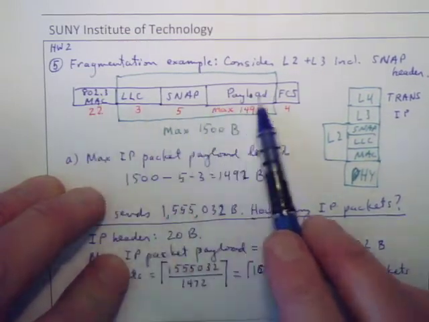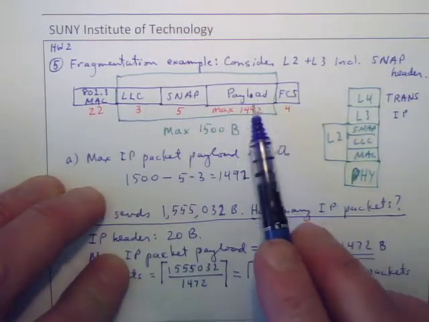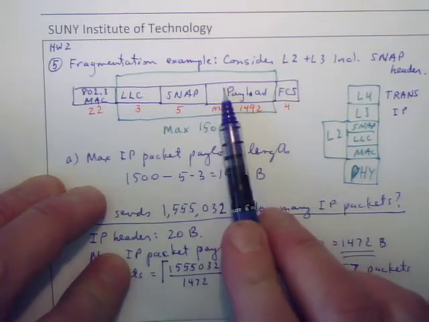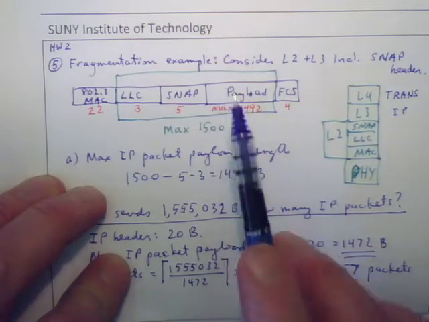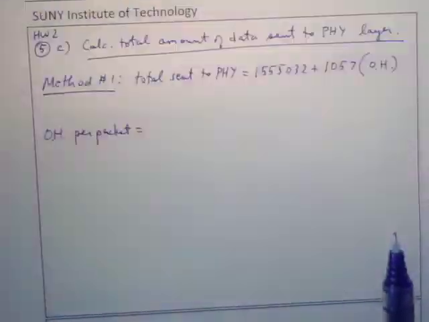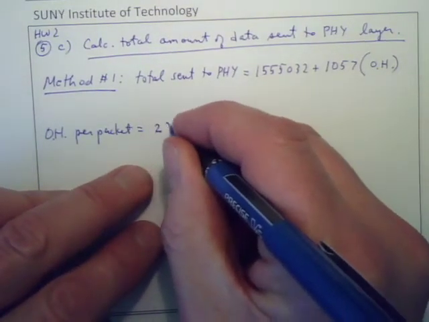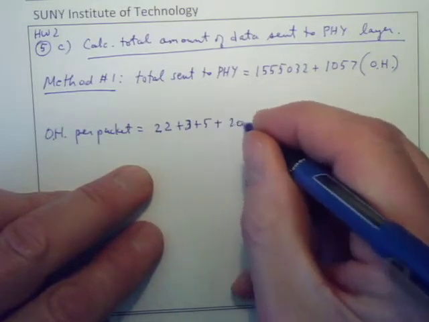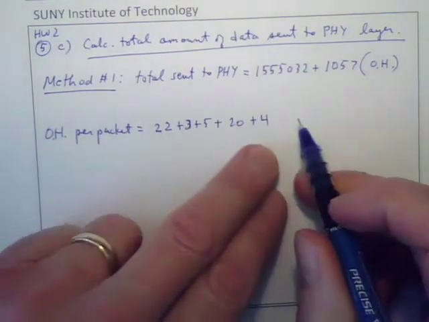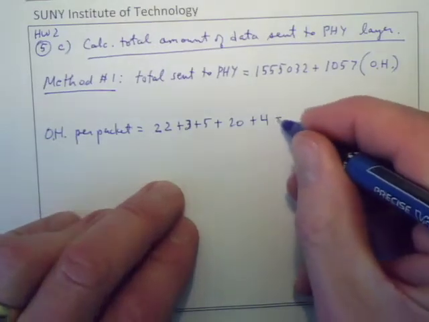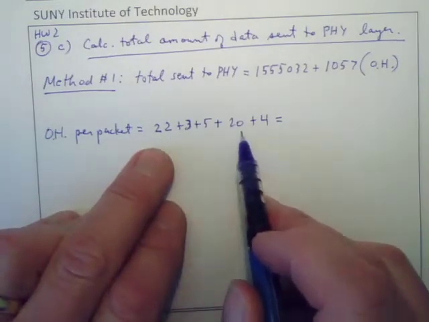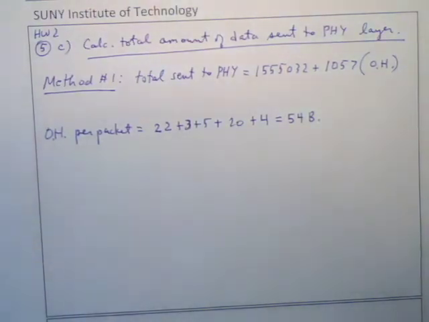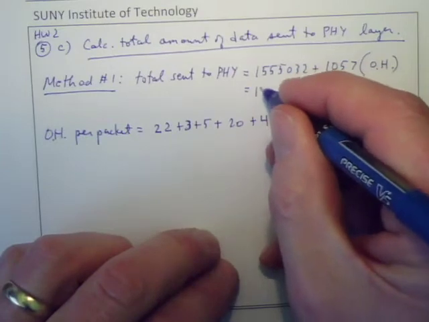This picture only shows layer 2 headers. Inside the payload of layer 2 is layer 3, and that includes a header. And then the payload of layer 3 is what layer 4 sent down to it. So the overhead per packet is the 22 plus 3 plus 5 plus 20, and then plus 4 more for the frame check sequence. And this comes out, let's see, 22 plus 8 is 30, 54. This is 54 bytes.